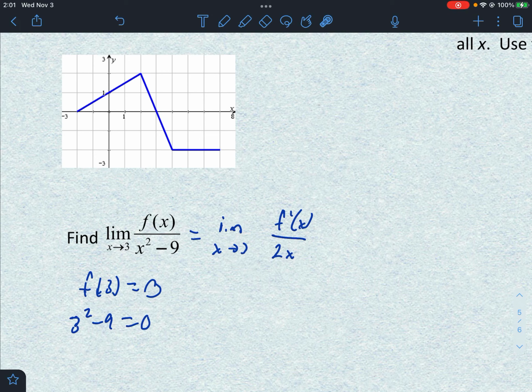So f prime of 3 is the slope here at 3. Let's say we're going down 2, right 1, down 2, right 1. So that would be negative 2. And then 2 times 3 would be 6. So negative 2 over 6, or negative 1/3.